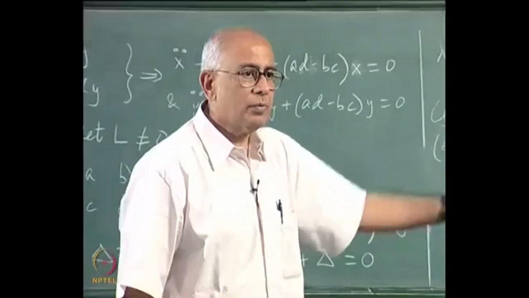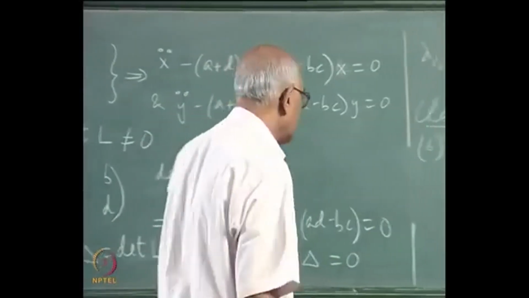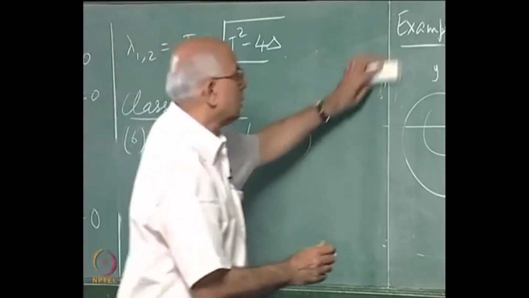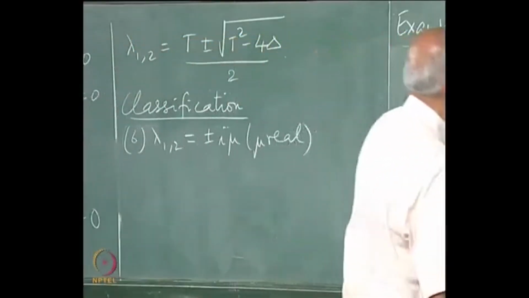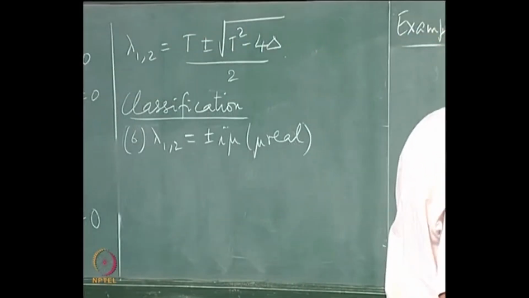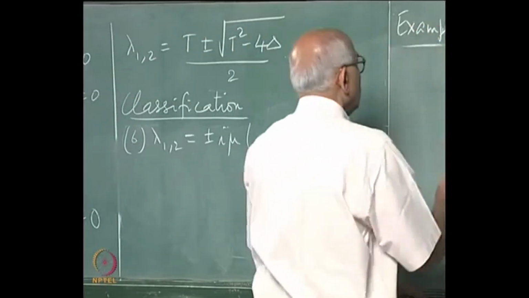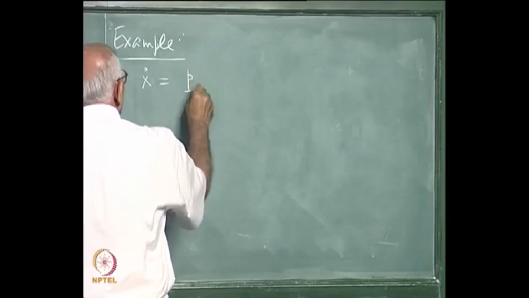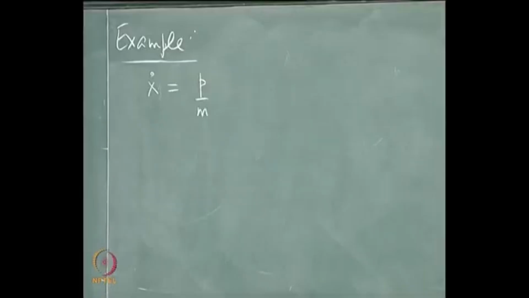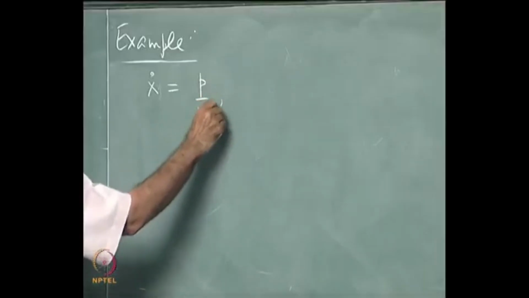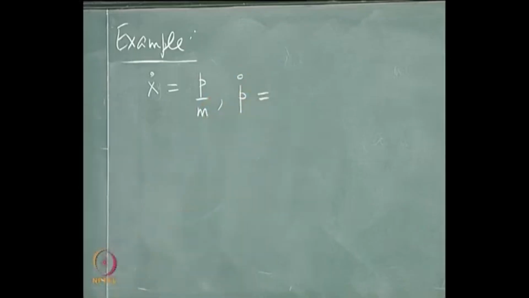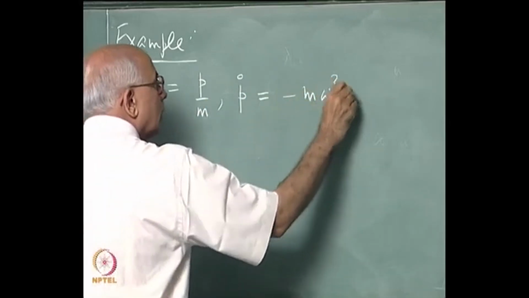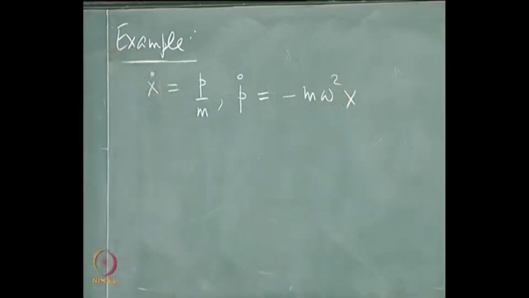The simplest example of this is in fact the simple harmonic oscillator. We have studied that over and over again, but let us write that down. And that, if you recall, corresponds to a problem in which x dot is p over m, where p is the momentum of the oscillator, and p dot, which is the rate of change of momentum, is equal to the force on the oscillator, which is minus m omega squared x, or minus kx, where k is the spring constant.